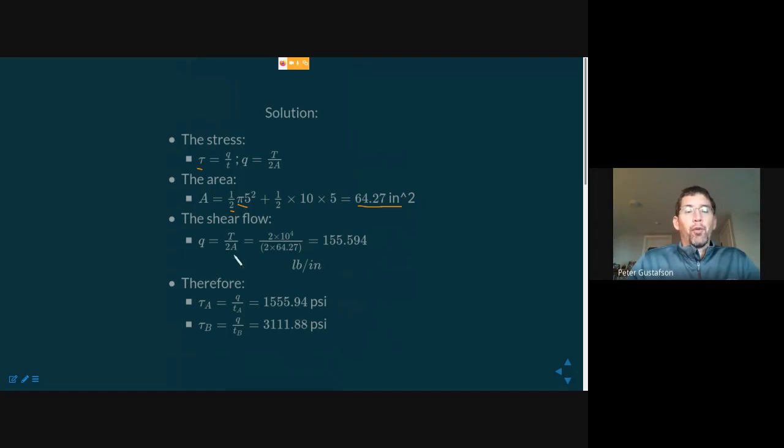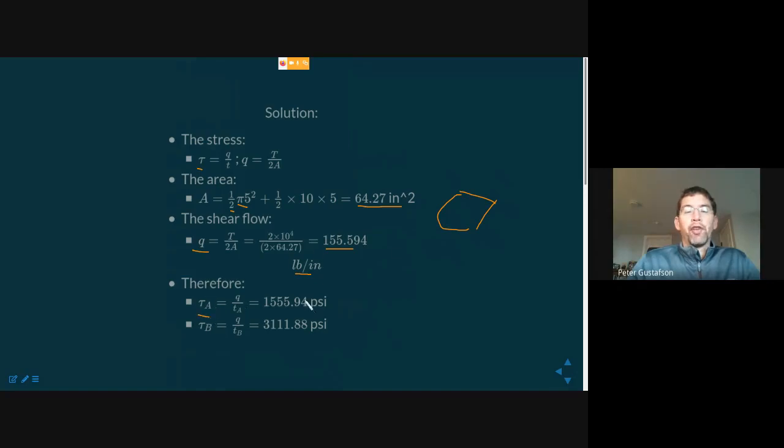So the total shear flow, we just plug and chug, gives us 155. And of course, shear flow is in units of force per unit length. It's a magnitude, pounds per inch. Now, as we think about our section here, we recognize that this is going to be constant everywhere around that circle. That is, the shear flow is constant. The shear stress is not.